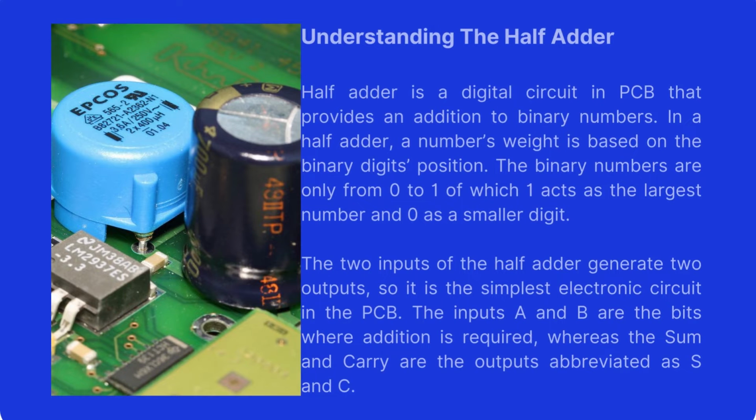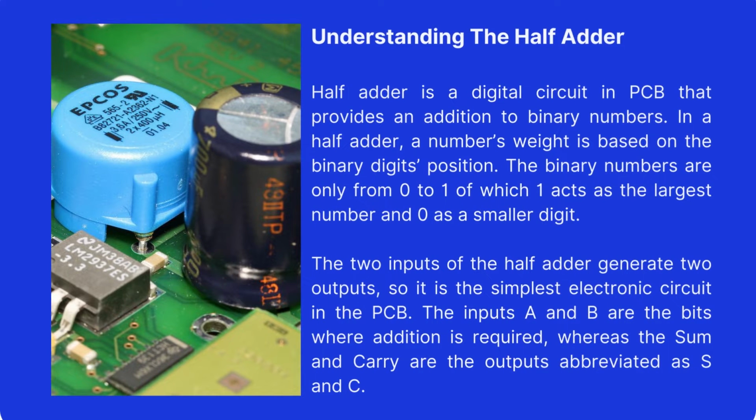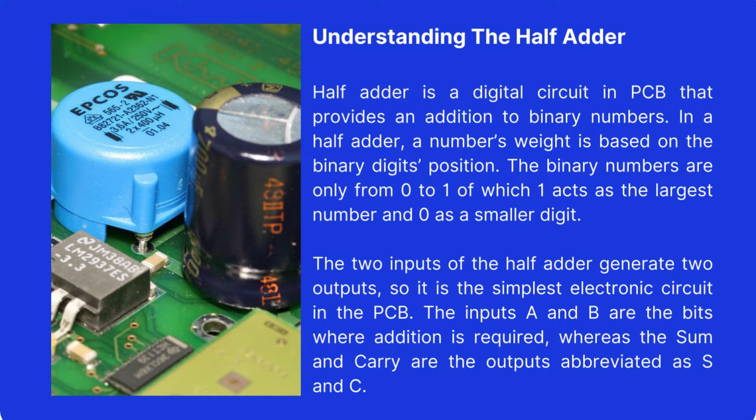Understanding the half-adder. Half-adder is a digital circuit in PCB that provides an addition of binary numbers. In a half-adder, a number's weight is based on the binary digit's position. The binary numbers are only from 0 to 1, of which 1 acts as the largest number and 0 as a smaller digit. The two inputs of the half-adder generate two outputs, so it is the simplest electronic circuit in the PCB. The inputs A and B are the bits where addition is required, whereas the sum and carry are the outputs abbreviated as S and C.